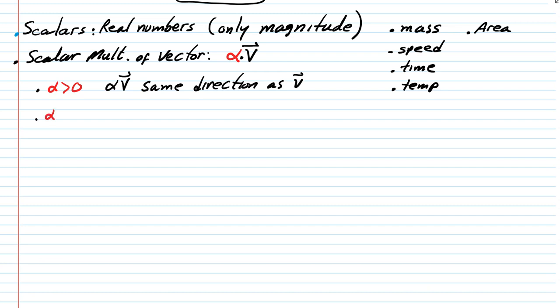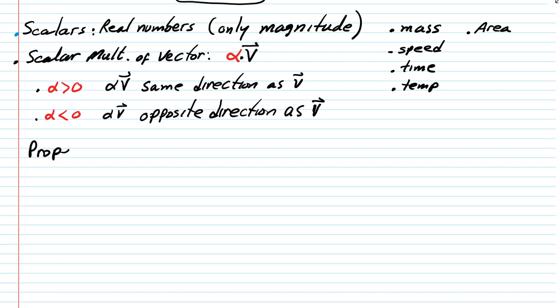And in the case where alpha is negative, the negative scalar causes the vector to go in the opposite direction. So alpha V will have the opposite direction as V. And it will have, again, a magnitude that is alpha times the magnitude of V, the absolute value of alpha this time because it's negative.